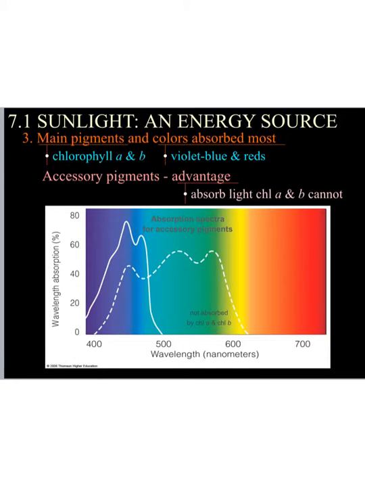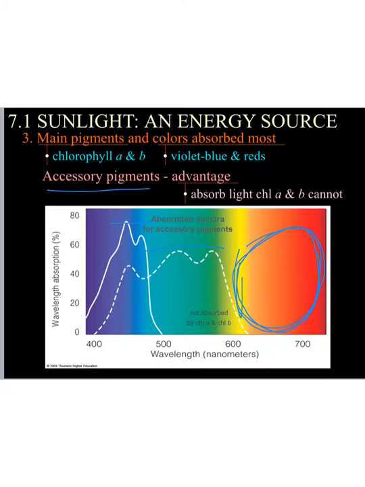Now, there are also what we call accessory pigments. These are pigments that absorb light that chlorophyll A and chlorophyll B cannot. So here are the absorption spectrums for a couple of accessory pigments. You can see these actually have pretty high absorption levels in that blue-green region, but if you look over here, they bottom out in this orangey red region. And so these would certainly reflect these colors of light, the oranges and the reds and the yellows.